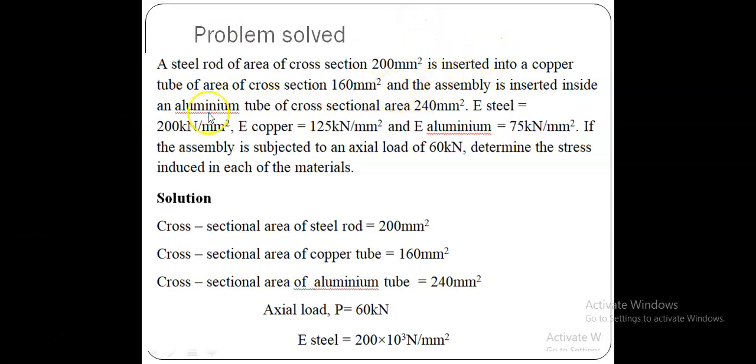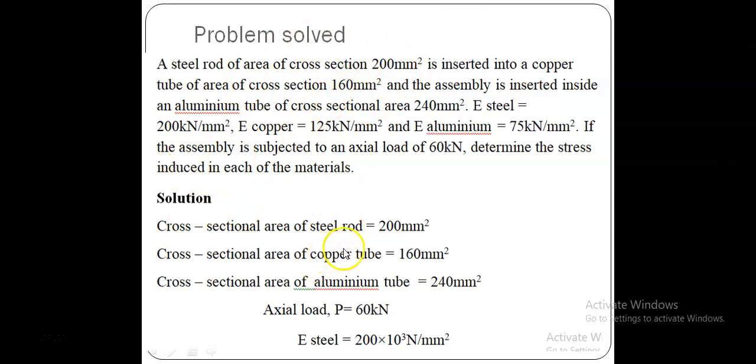These two are assembled and inserted inside another material, an aluminum tube of cross-sectional area 240 mm squared. The Young's modulus of steel is 200 kilonewton per mm squared, for copper 125 kilonewton per mm squared, and E for aluminum is 75 kilonewton per mm squared. So this data is given. If the assembly is subjected to a total axial pull of 60 kilonewton, determine the stress and force in each of the materials.